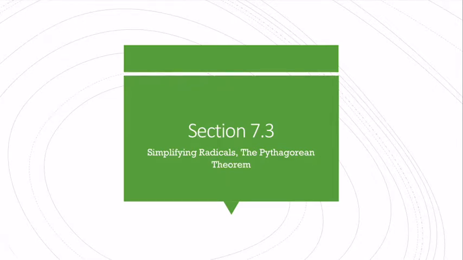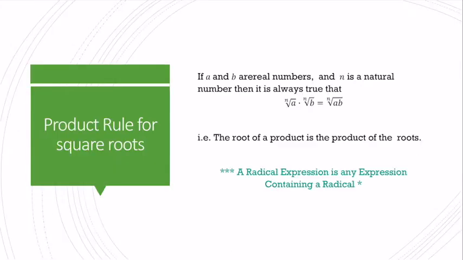Section 7.3 is all about simplifying radicals and the Pythagorean Theorem. So if a and b are real numbers and n is a natural number, then it's always true that if I'm taking the same root, the nth root of a and the nth root of b, that's the same as taking the nth root of a times b, i.e. the root of a product is the product of the roots. Okay? So let's go ahead and work through a few examples.